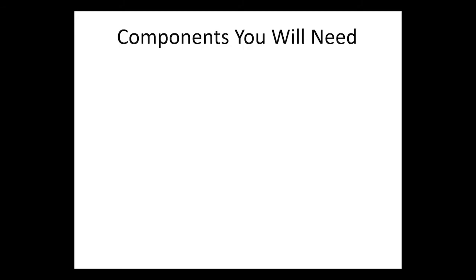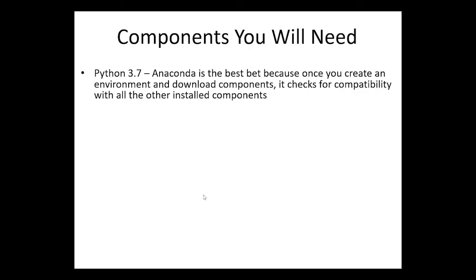If you plan to run GPT-2 on a local machine with Windows, these are the components you will need to install. First, you need to install Python, and Anaconda is your best bet for this. The advantage with Anaconda is that once you create an environment in it, it will check for compatibility with other installed components every time you install a new component in that environment. It saves you a ton of trouble.